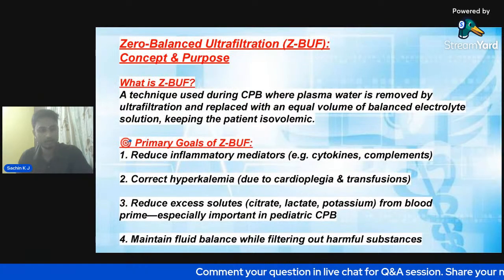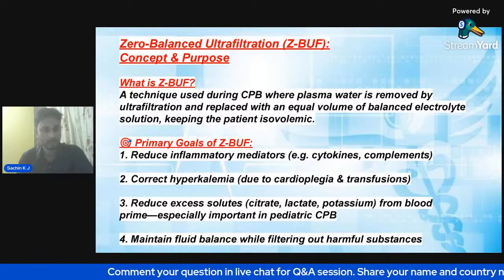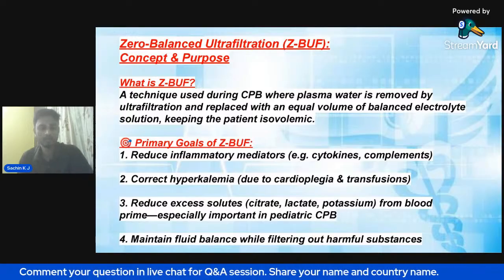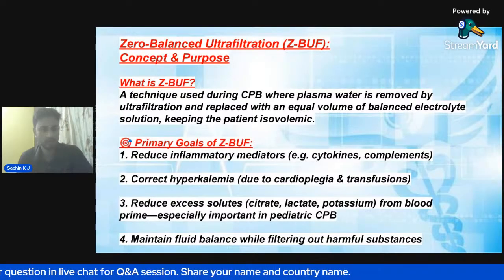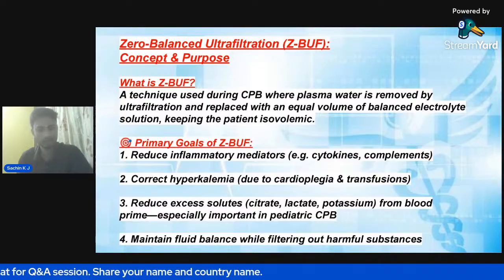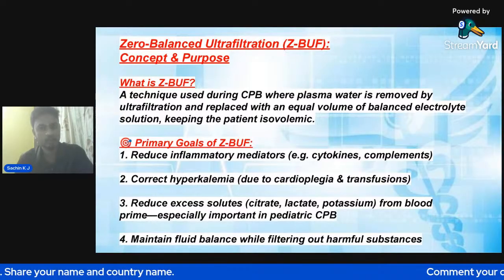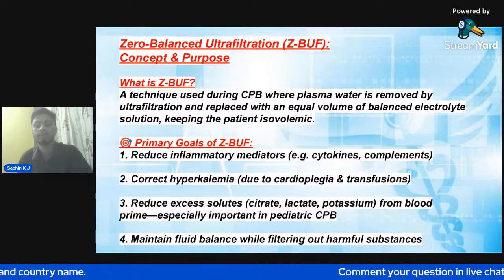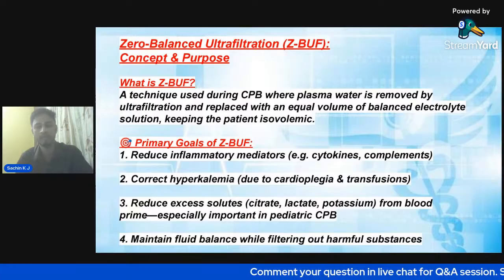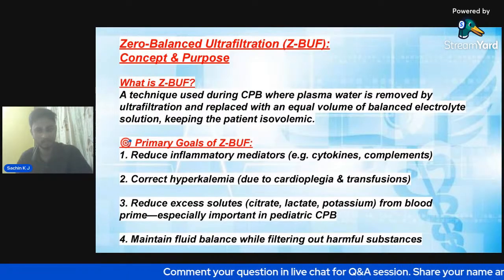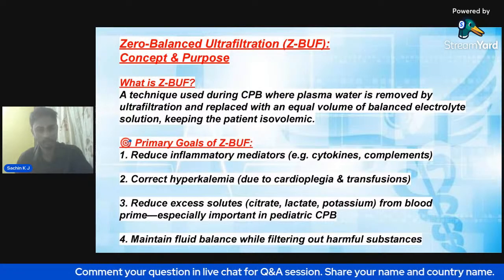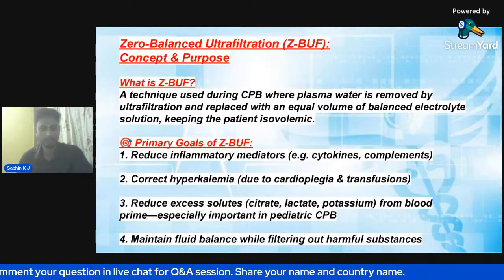Next one is zero balance ultrafiltration, concept and purpose. Zero balance is a technique used during CPB where plasma water is removed by ultrafiltration and replaced with an equal volume of balanced electrolyte solution, keeping the patient isovolemic.